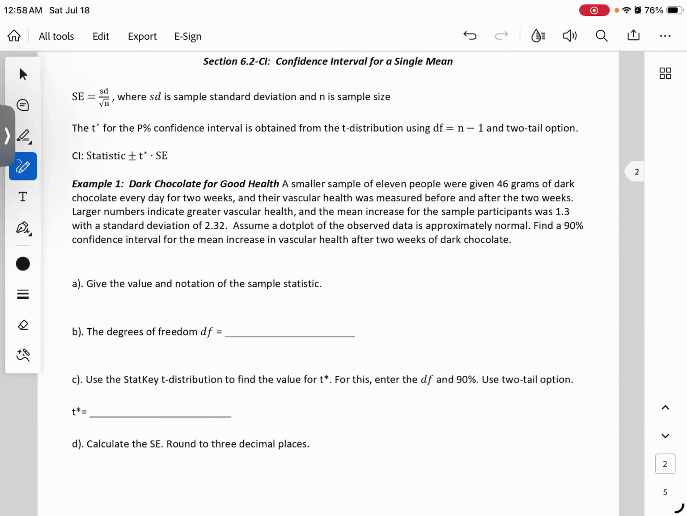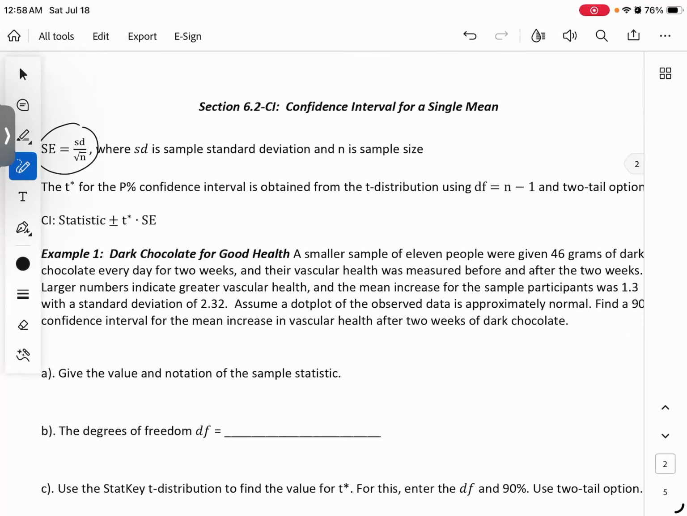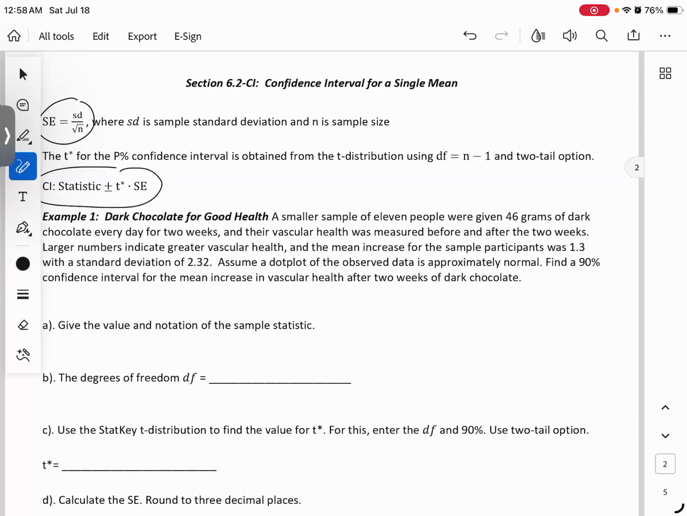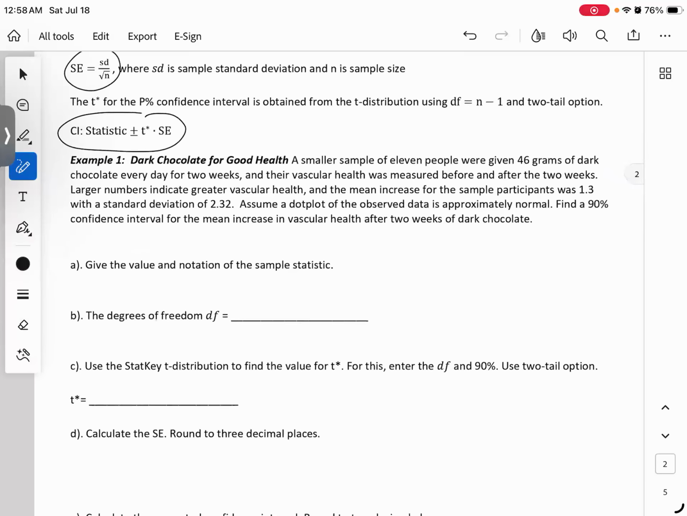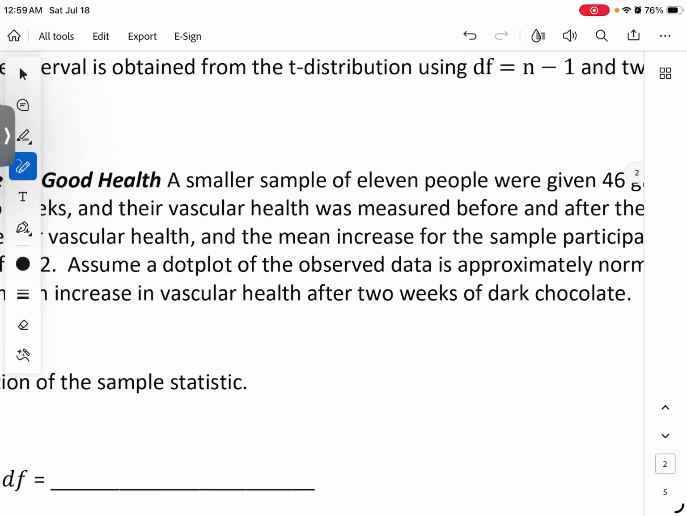Formulas are going to be given. So, this one right here is how to get your standard error. And here's a confidence interval. The example immediately tells you the sample size. This was a study to see whether eating dark chocolate would help with your vascular health, like your heart health. The sample was only 11 people, which is a big reason why they consider using the T distribution.